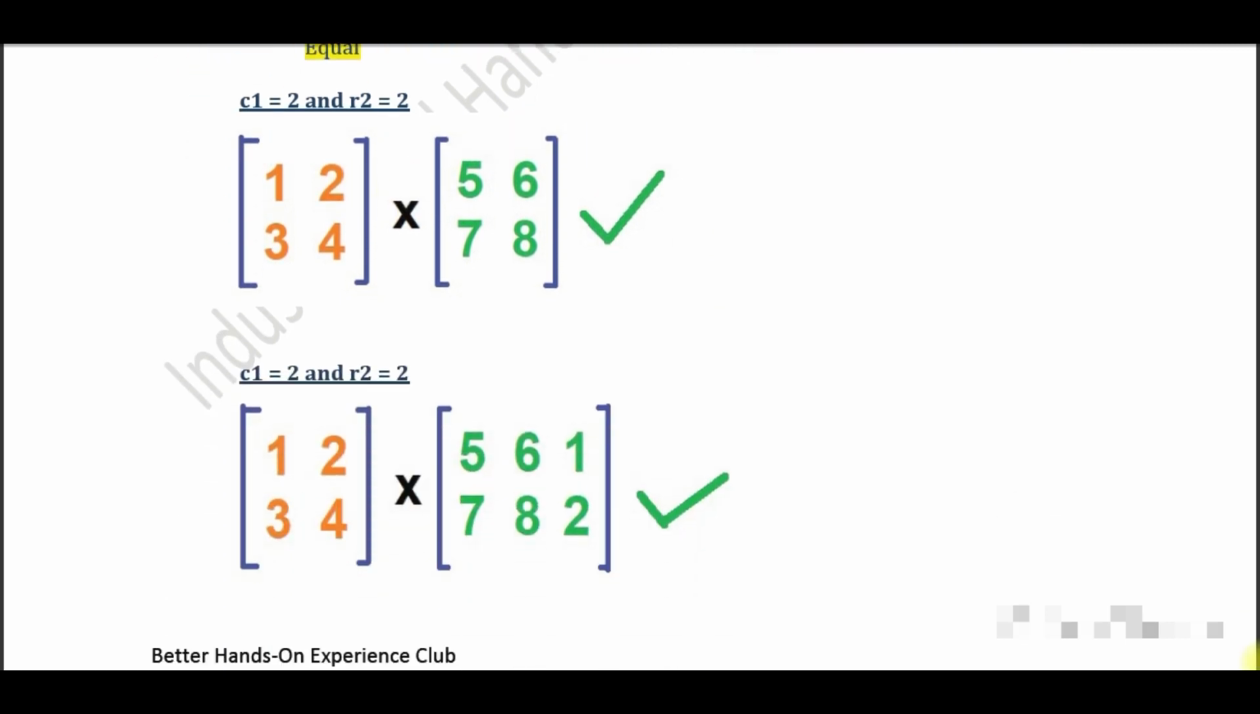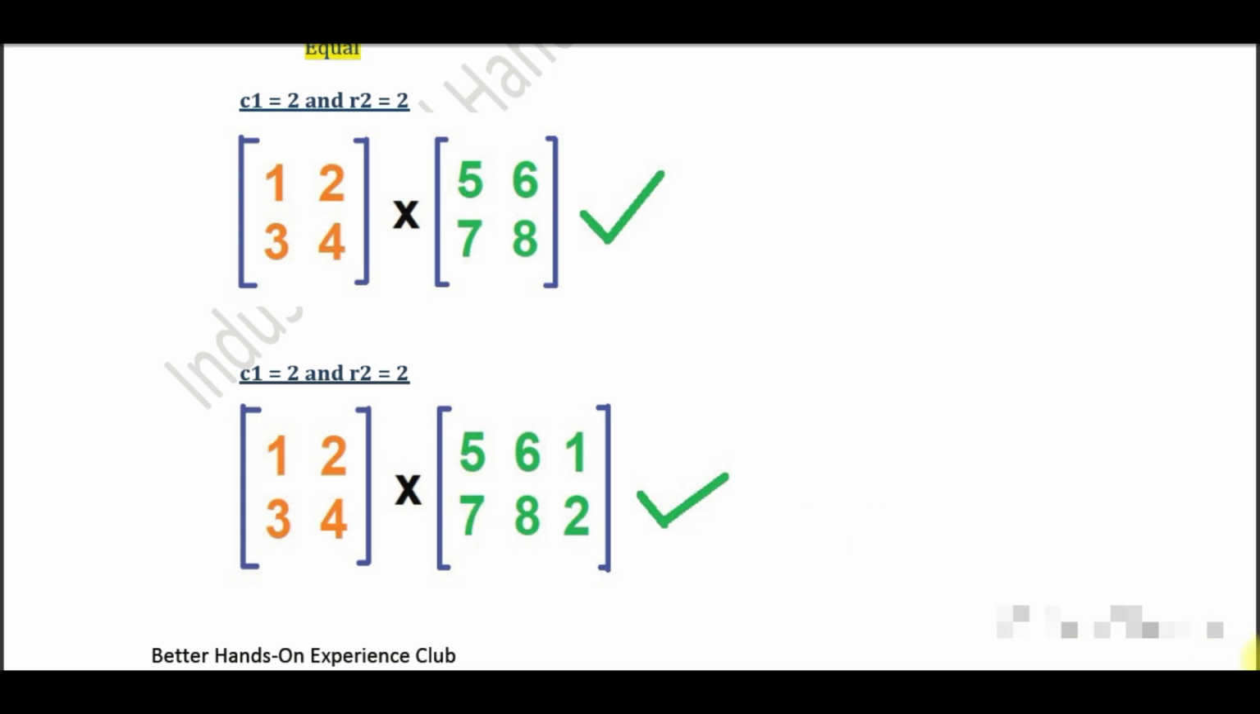Now if you take the second example, here you can see the column count of the first matrix is 2. This is 1 and this is 2. And the row count of the second matrix is also 2. Though the column count of the second matrix is 3, we will not consider that one. We will only consider how many rows are available in the second matrix: this is the first row and this is the second row. So R2 is 2, and the column count of the first matrix is also 2, so 2 and 2 match, and I can easily multiply these two matrices.